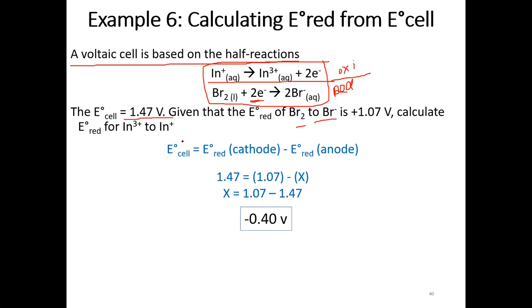So this is our E cell, which is already given. Then E reduction, E reduction of what? Cathode or anode is given to you. So this is reduction. Reduction means cathode or anode?